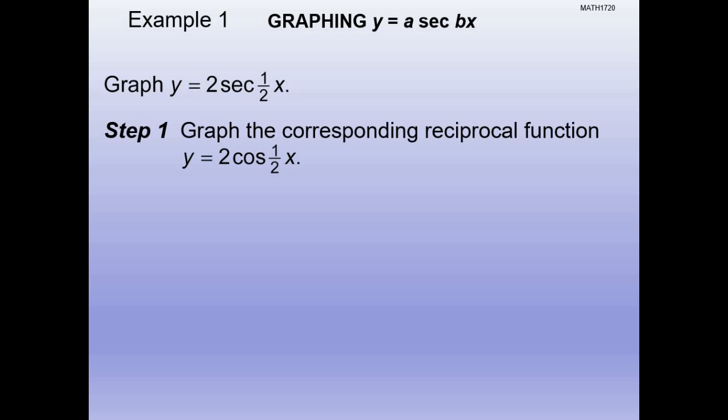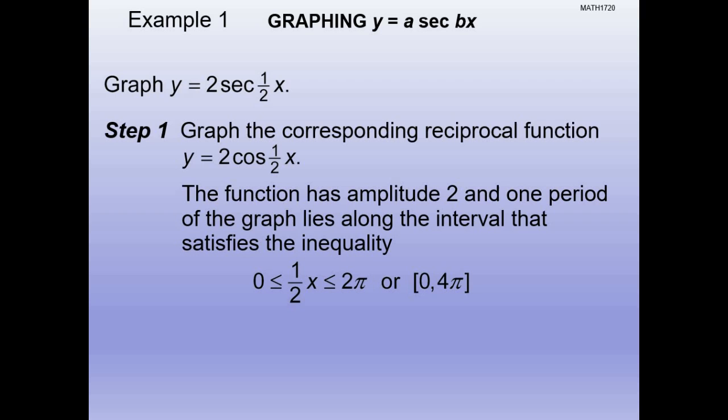Okay, so the first and easiest thing to do, we're going to graph cosine first. So we're going to graph cosine, y equals 2 cosine of 1/2 x. So we have to set, our normal period is what? 0 to 2 pi.